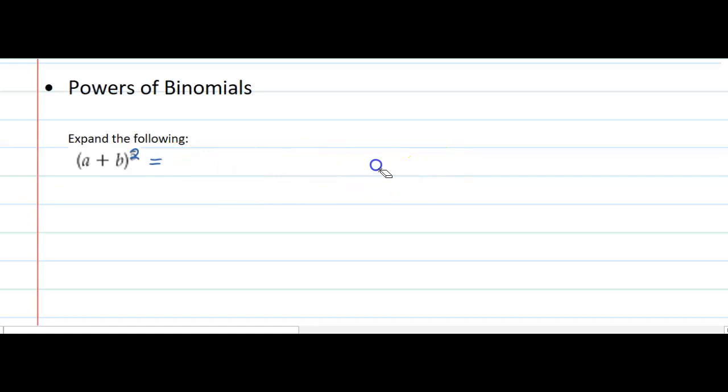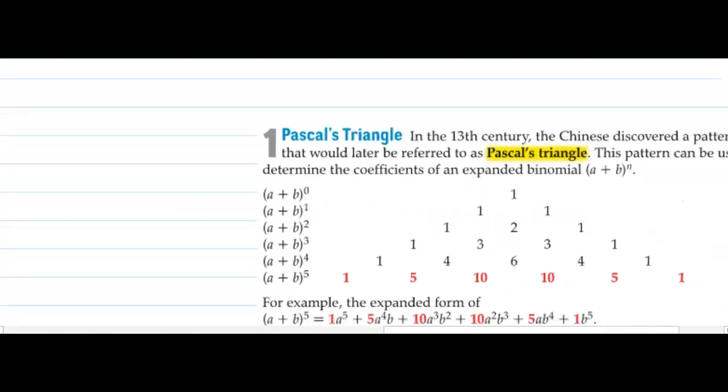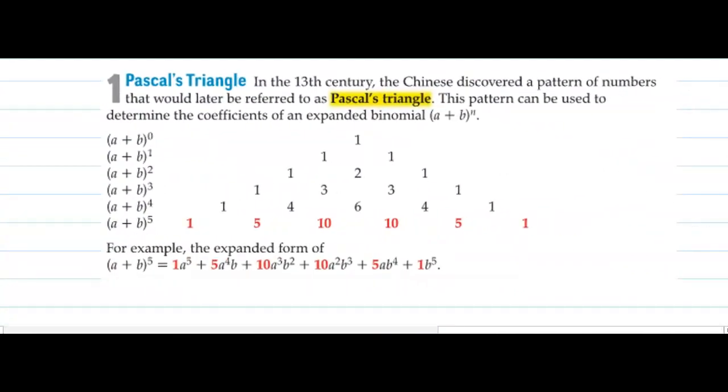So fortunately, we can use a binomial expansion. And a while back, in the 13th century, the Chinese discovered a pattern that we now refer to as Pascal's triangle. Pascal was a famous mathematician. And the rule is, he built this triangle, and these end up being the coefficients of the expanded binomial a plus b to the n. Let me show you what I mean.